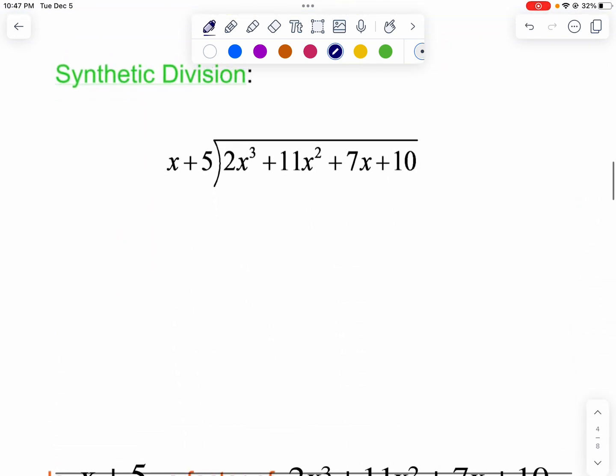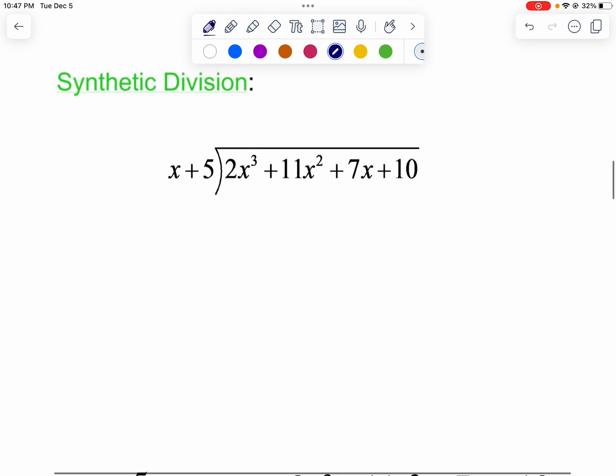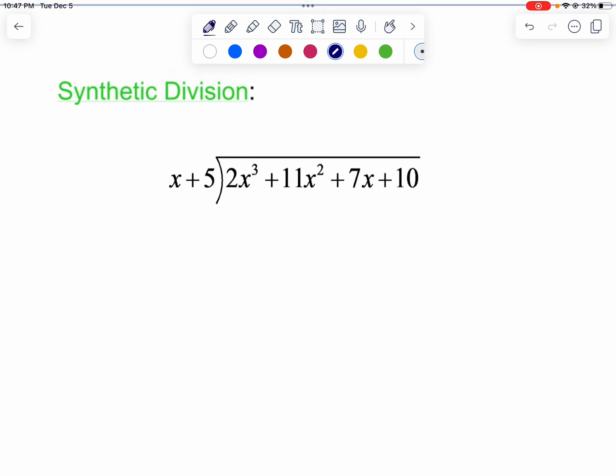So we're going to do that exact same question that we just did, except we're going to use the synthetic division shorthand. So with synthetic division, the setup is take all of these coefficients and line them up in order in standard form. So we have 2 from the x to the third. We have 11 from the x squared. We have the 7 from the x. We have 10 from the constant.